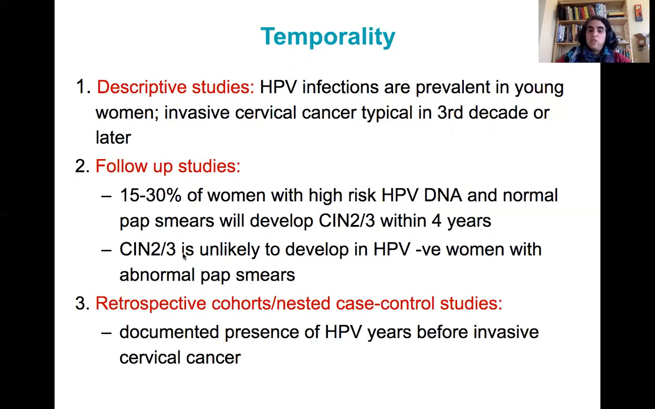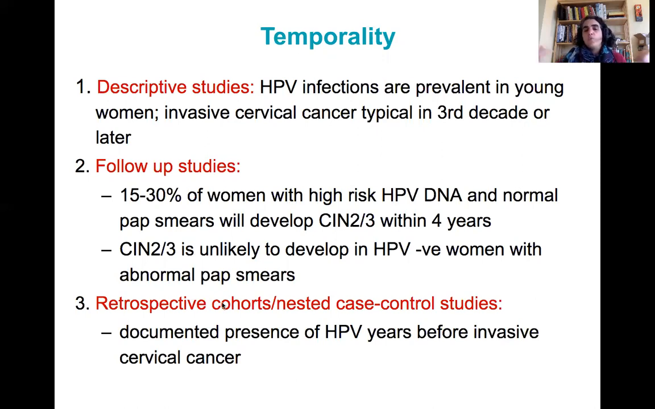Moreover, these indications of cervical cancer are very unlikely to develop in HPV-negative women, even those who have had abnormal pap smears. So even ones who have had pap smears that look worrying, if they don't have HPV, they don't seem to get cervical cancer. So we have follow-up studies.